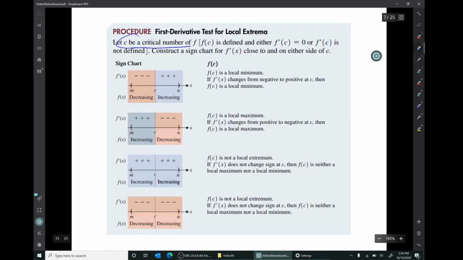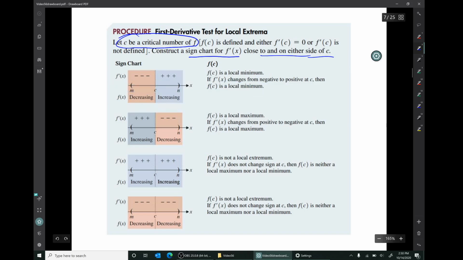If you have a critical number for a function, that means, again, that number x equals c is in the domain, so f of c is defined, and either f prime of c is 0 or f prime of c is not defined, so that's what it means for x equals c to be a critical number. Construct a sign chart for f prime in the vicinity of x equals c. And if the sign chart has this signature, f prime changes from negative to positive, that means that f changes from decreasing to increasing at x equals c. So that means that f of c would be a local min.